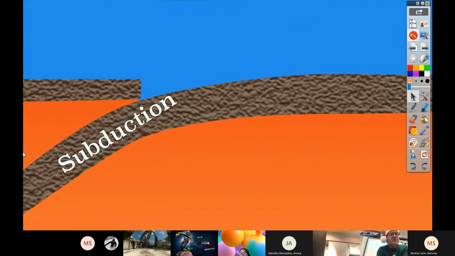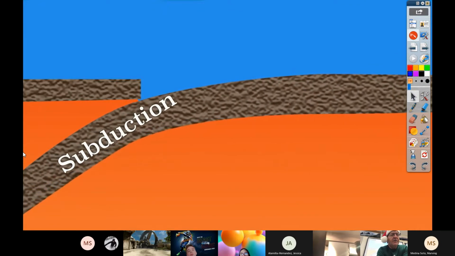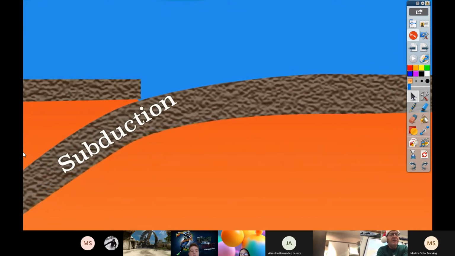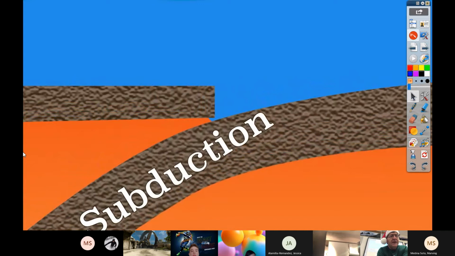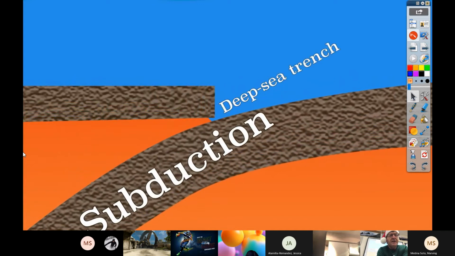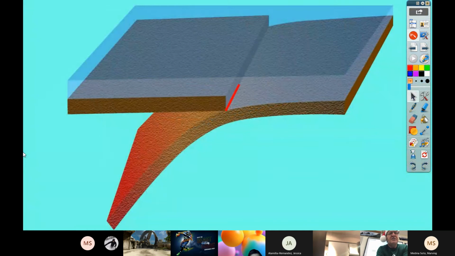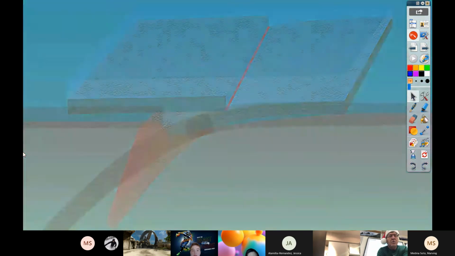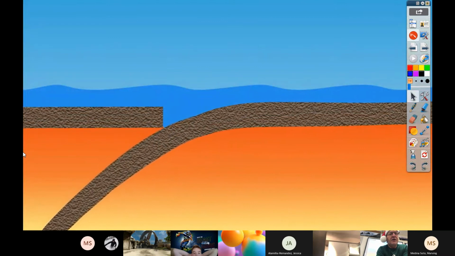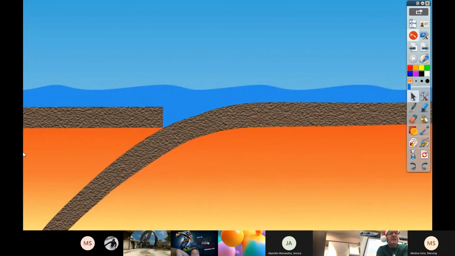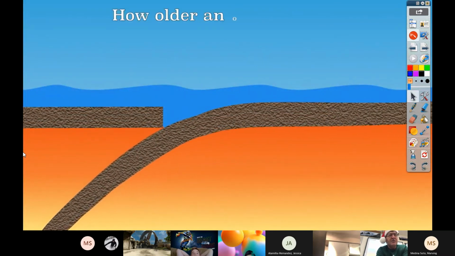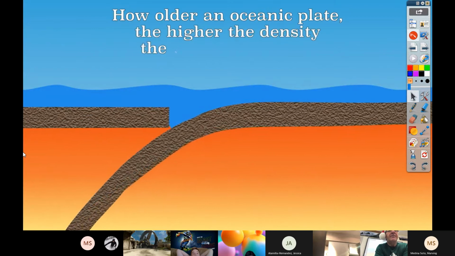As it gets subducted underneath there, it's going to heat up and melt. And as it melts, that is going to form a volcano. Along the way, we also get this deep sea trench. They're showing that with the red line here, where the one plate is folded underneath another one. It's really deep right there. 7 miles in the case of the Marianas Trench.